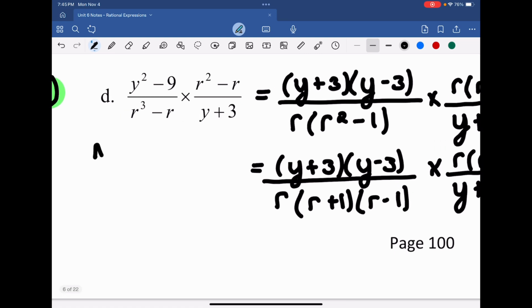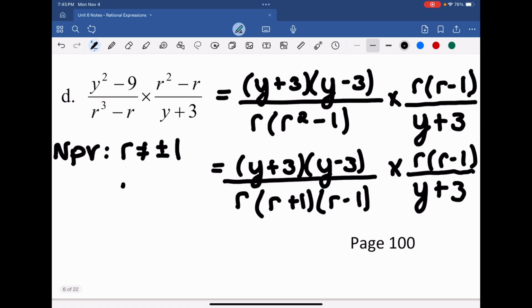Okay, here's where we state our MPVs. So I'm going to do that off to the side here. MPV, we have where r cannot equal plus or minus 1. That's our first MPV. Our second MPV is where r cannot equal 0. Now, let's just point out where these come from.